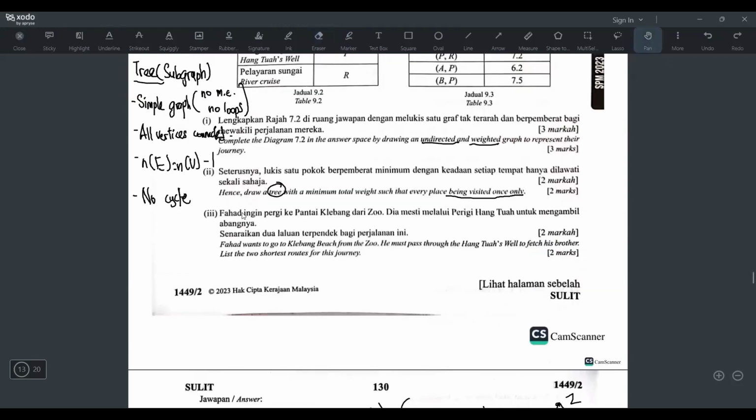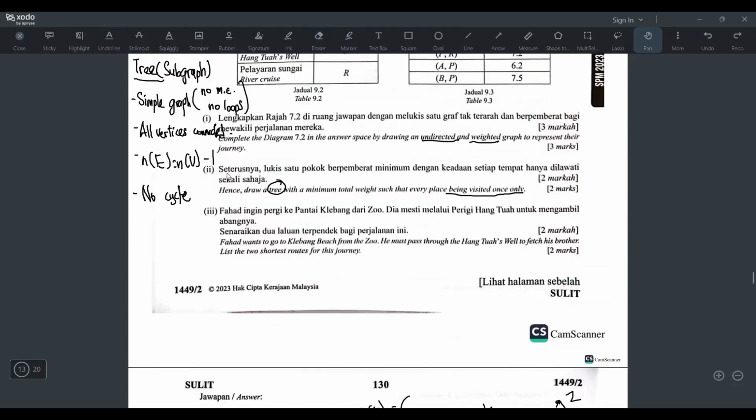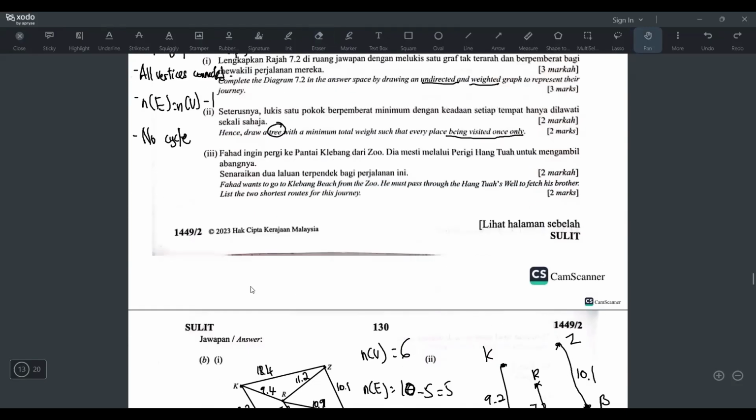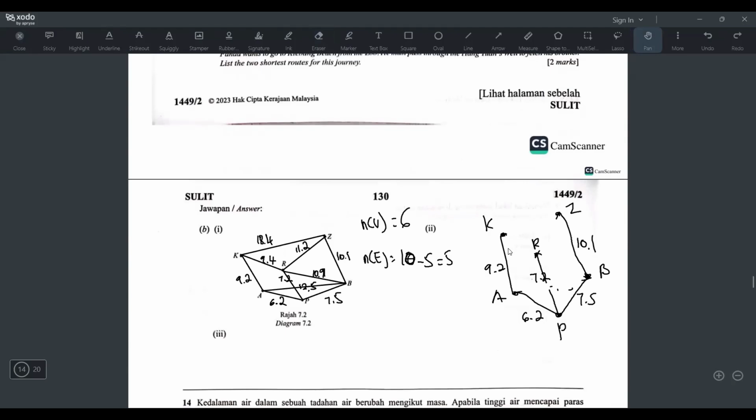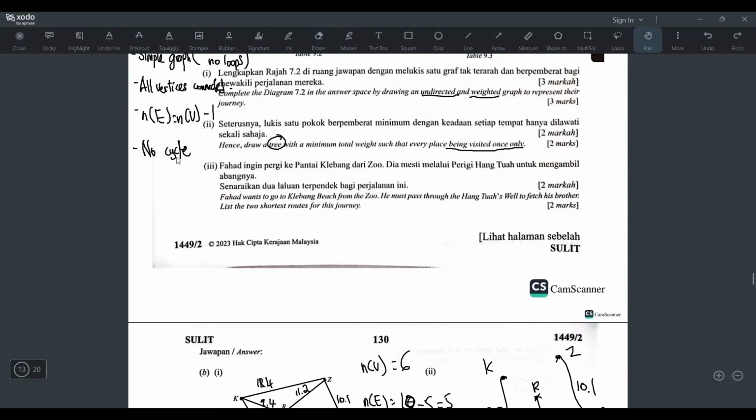I really get a tree. You can see that it's a simple graph. Yeah. It's all vertex connected. Yes. NE equals NV minus 1. Yeah. 1, 2, 3, 4, 5, 6. 6 vertices and then 5 edges. Yes. And there's no cycle.